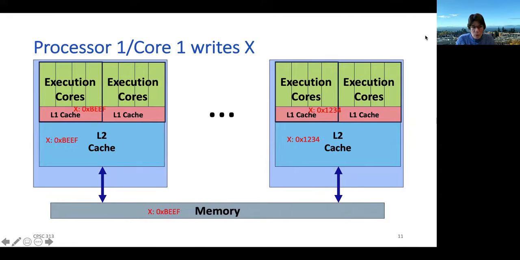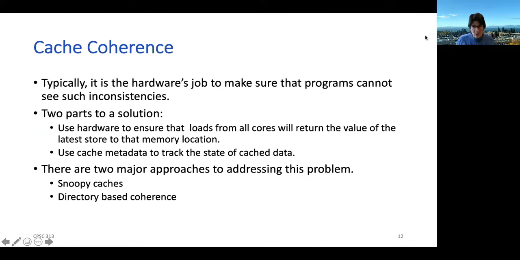In reality, what we really want is we want hardware to prevent this kind of behavior. And so most processors are what are called cache coherent. And so if you were in the 11 o'clock section, you might remember that Sarita Adve did a lot of work in what are called memory models. And cache coherence protocols are in fact the mechanism that lets us actually implement some of these memory models. So typically it is the hardware's job to make sure that certain kinds of inconsistencies can't arise.